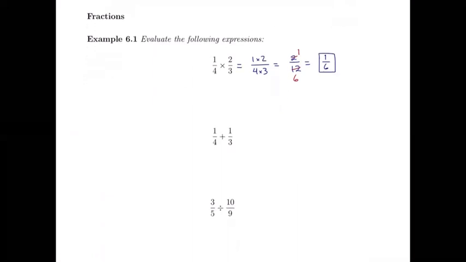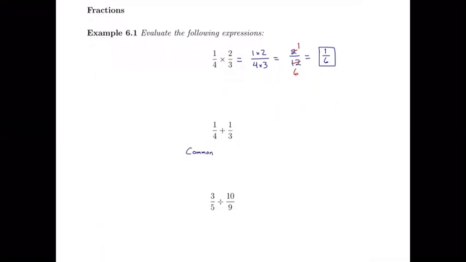Okay, adding 2 fractions is a little bit more complicated because we require a common denominator in that situation. So the common denominator in this case, the easiest way to get a common denominator, if we don't see one immediately, is to just take both denominators and multiply them together.